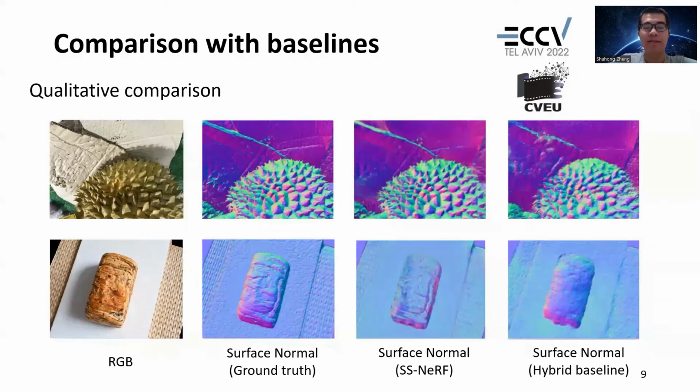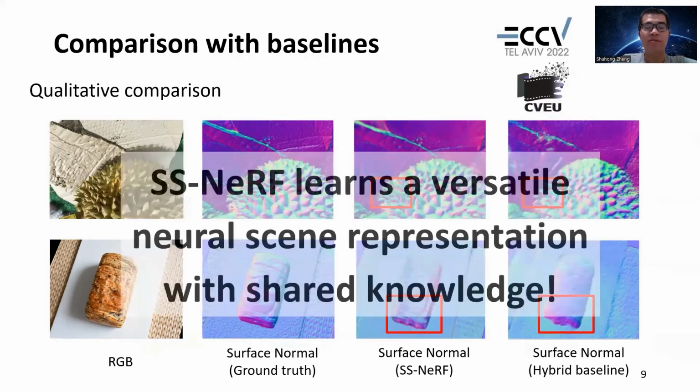Here's a visualization. It further demonstrates the good performance of our SS-NeRF over the hybrid baseline, which performs RGB generation and scene property prediction separately. We observe that our SS-NeRF, which jointly predicts RGB images and vision tasks, can benefit from the shared representation, which encodes 3D geometry information.